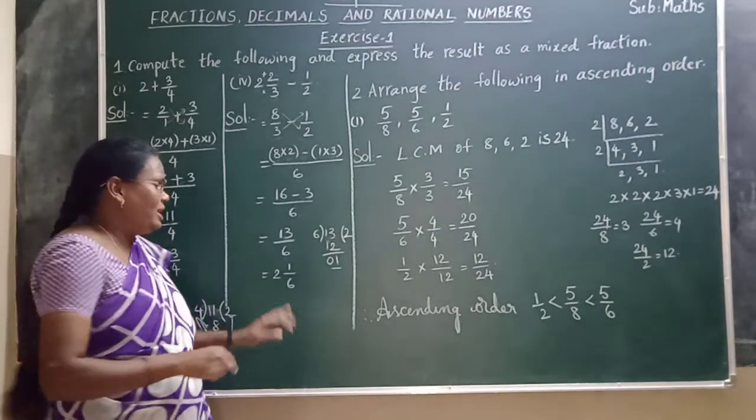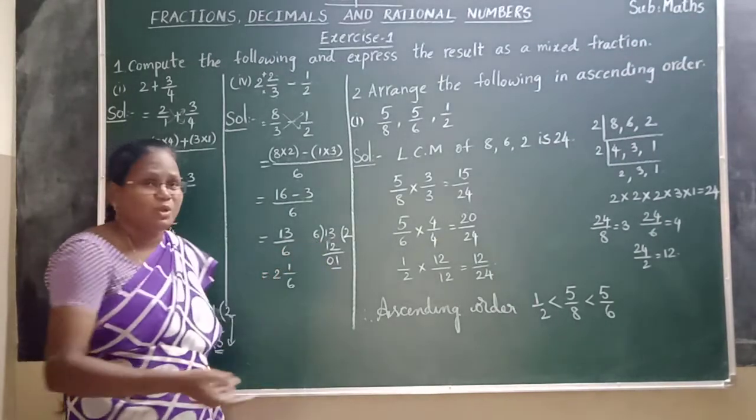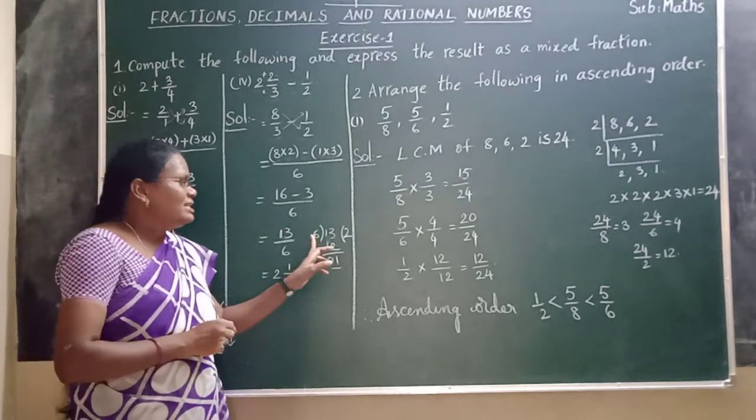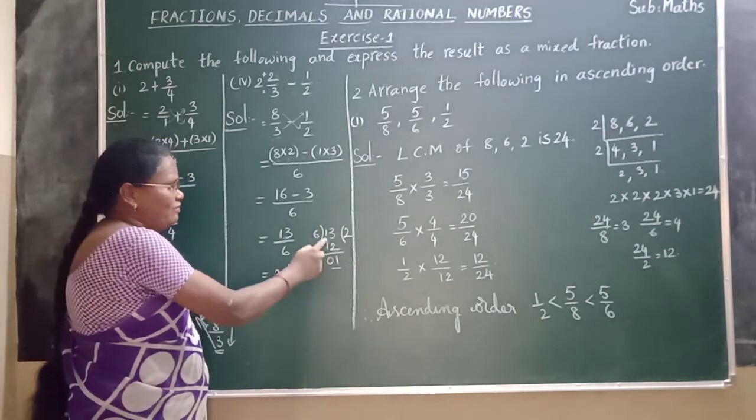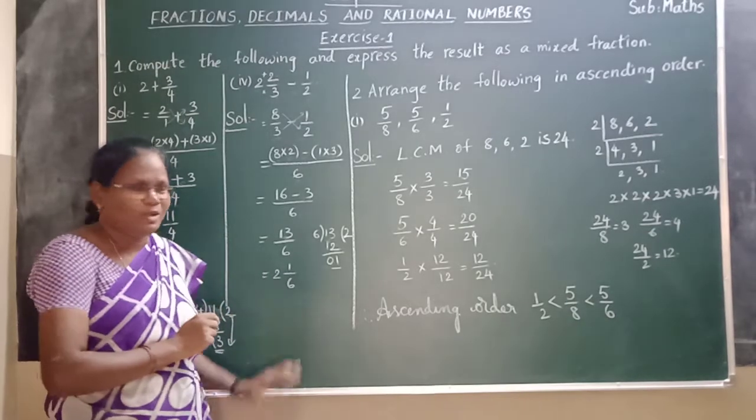This is converted into a mixed fraction. 6 table in 13, how many times going? Less than 13, 2 times. 6 2s are 12. 13 minus 12 is 1. 1 minus 1 is 0. 2 1 by 6. This is the answer: 2 1 by 6.